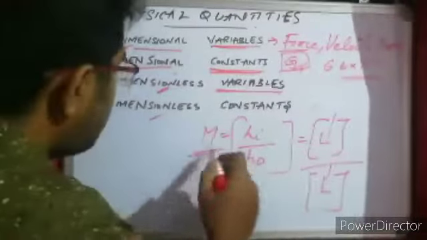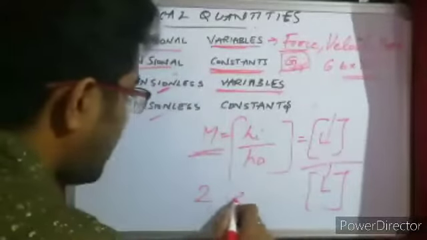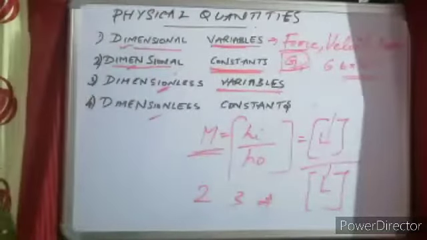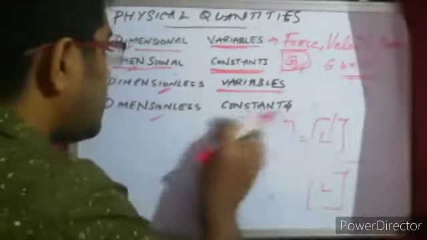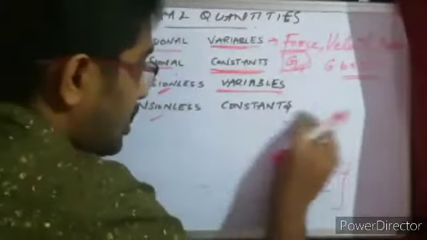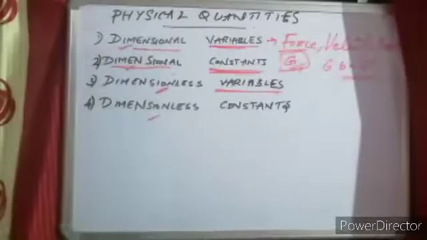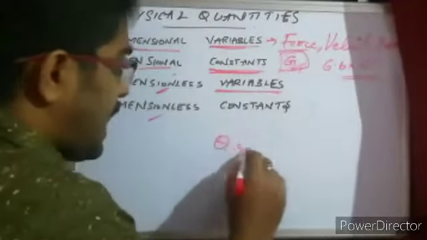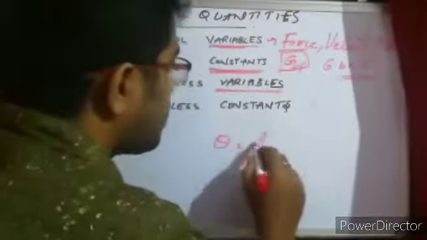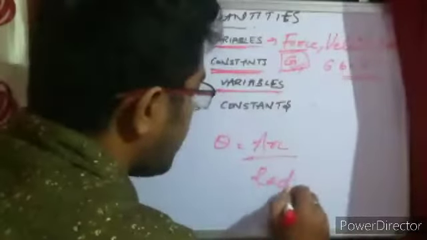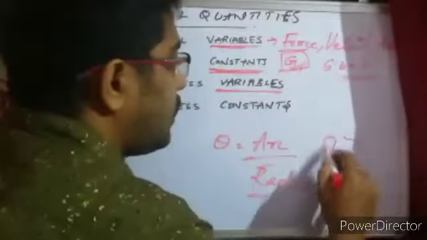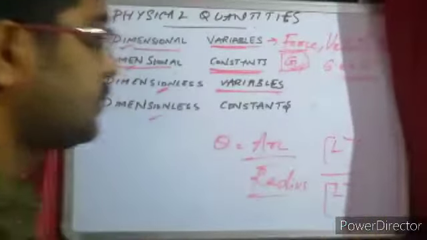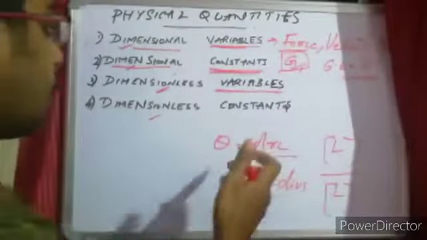But your magnification can vary. It can be 2, it can be 3, it can be 4. There is no particular fixed value for your magnification. So I can say that your magnification is a dimensionless variable. And another one, your theta angle is equal to arc divided by radius. Again, both of them have the same dimensional formula, so again they are going to be dimensionless.